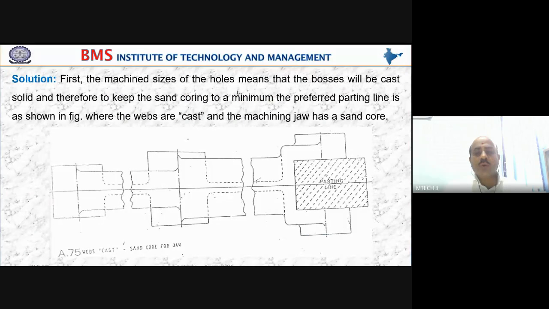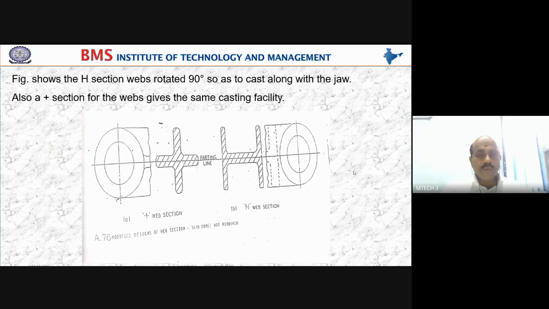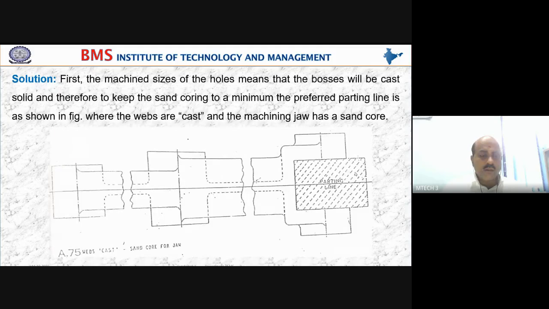So first, the machined size of the hole means that the bosses will be cast solid, and therefore, to keep the sand coring to a minimum, the preferred parting line is as shown in the figure. So exactly the parting line will be at the center where the webs are cast, and the machined jaw has a sand core. So this is the one where we will get the sand core. Please make a note of these diagrams. Those who have tried, not an issue. If you have not tried and could not get the solution, please make a note of this diagram.